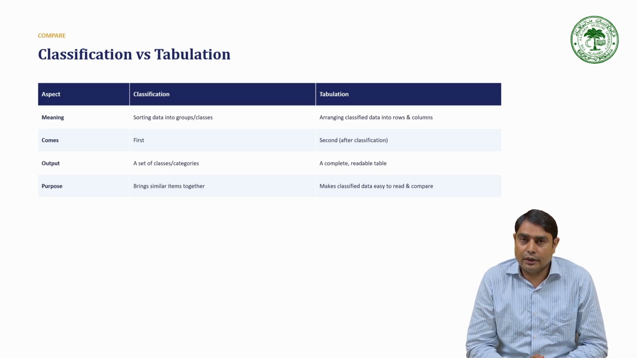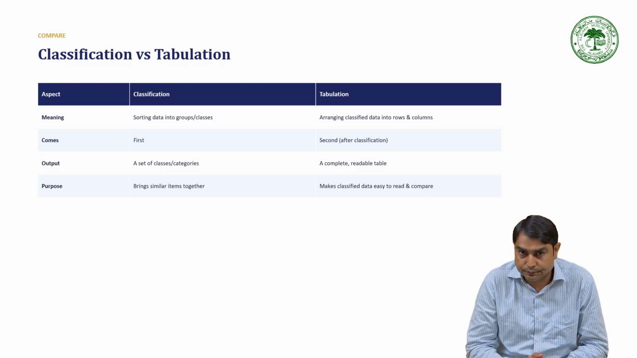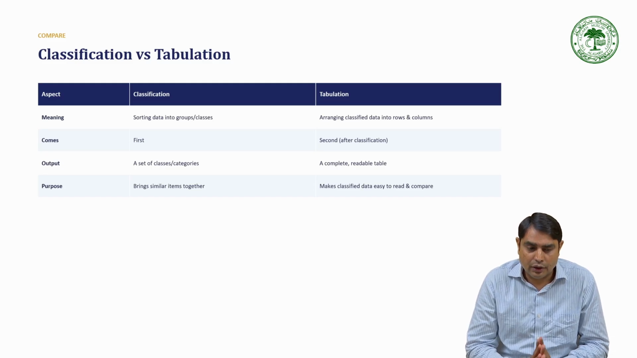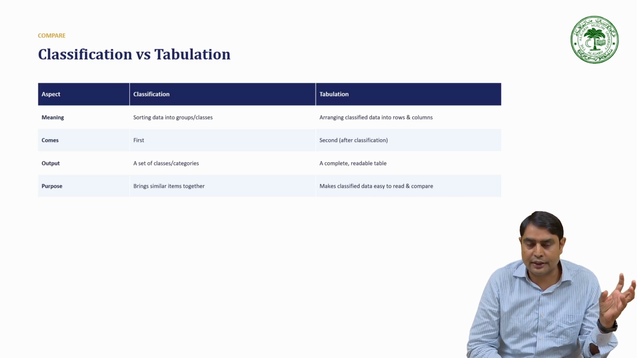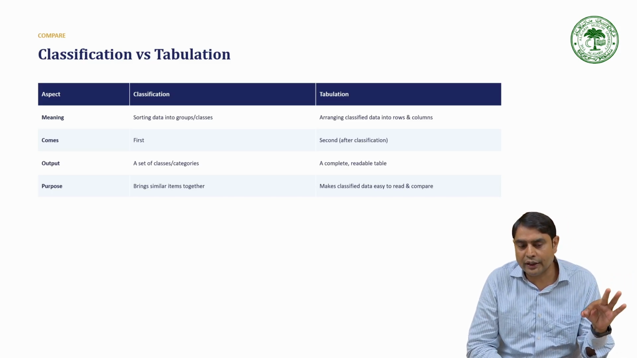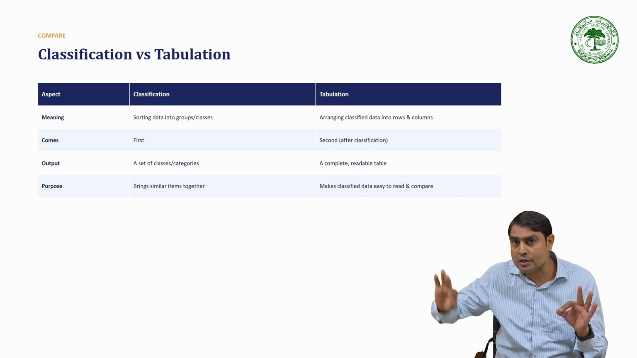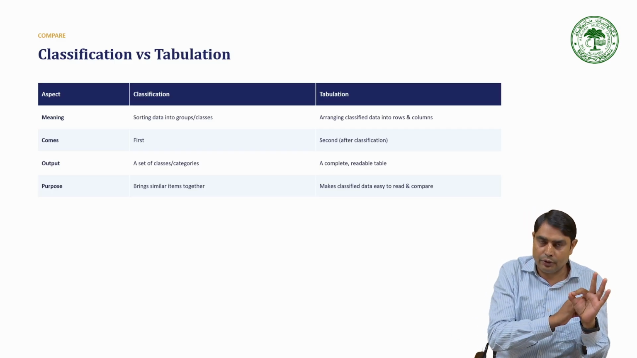So in the last part of today's lecture, we are going to draw the comparison between classification and tabulation, and how these two are different. Whereas classification is sorting, tabulation is display. From the meaning point of view, sorting the data into groups is classification, and arranging the classified data into rows and columns is tabulation.